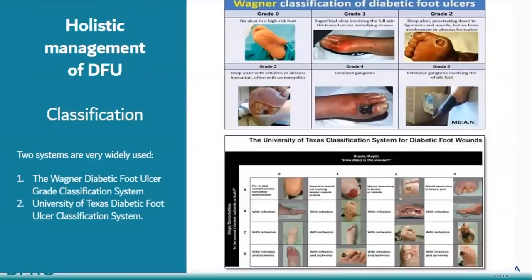Holistic management of diabetic foot ulcer: classification. Two systems are widely used. The Wagner diabetic foot ulcer grade classification system, and the University of Texas diabetic foot ulcer classification system.